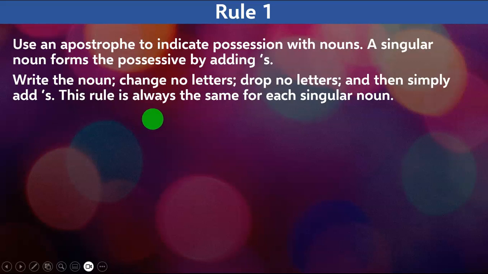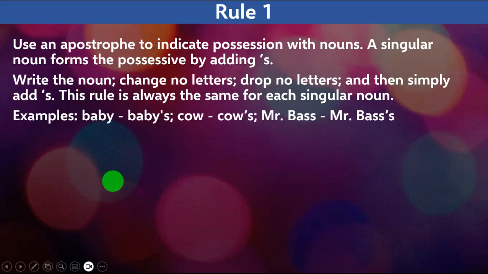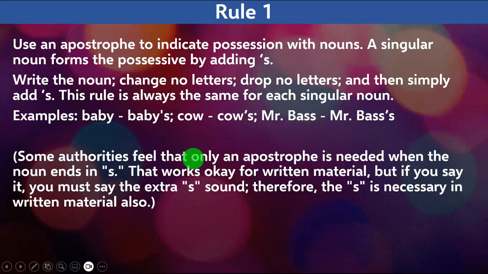Now, this particular thing is very important. Write the noun, change no letters, drop no letters, and then simply add apostrophe s. Example, baby, baby's, cow, cow's, Mr. Bass, Mr. Bass's, apostrophe and s, right? So this is the first rule.